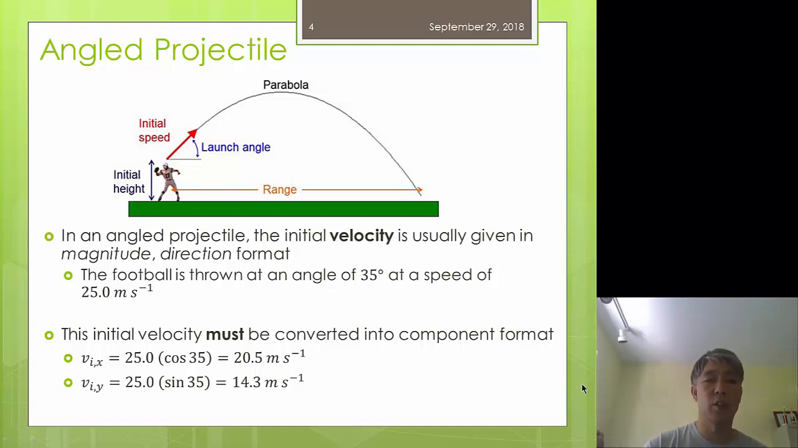Okay, the x component is 25 times the cosine of 35 degrees. The y component is 25 times the sine of 35 degrees. Okay, those components are what will go into our table, not the 25 meters per second.